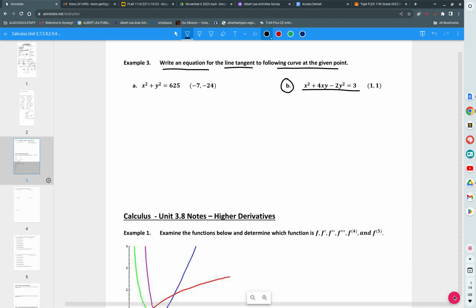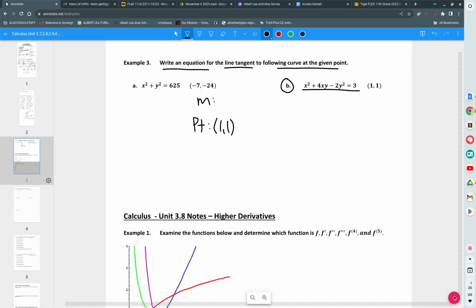But I need to write the equation for the line tangent. In order to write the equation for a tangent line, I need two things. What two things do I need? I need a slope and I need a point, okay? I already know one of those, don't I? What's the point? (1, 1). That was easy, wasn't it?